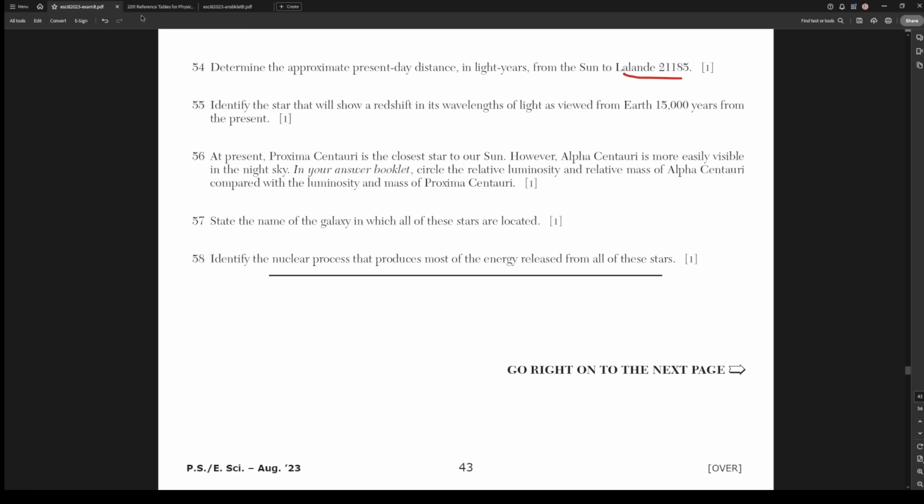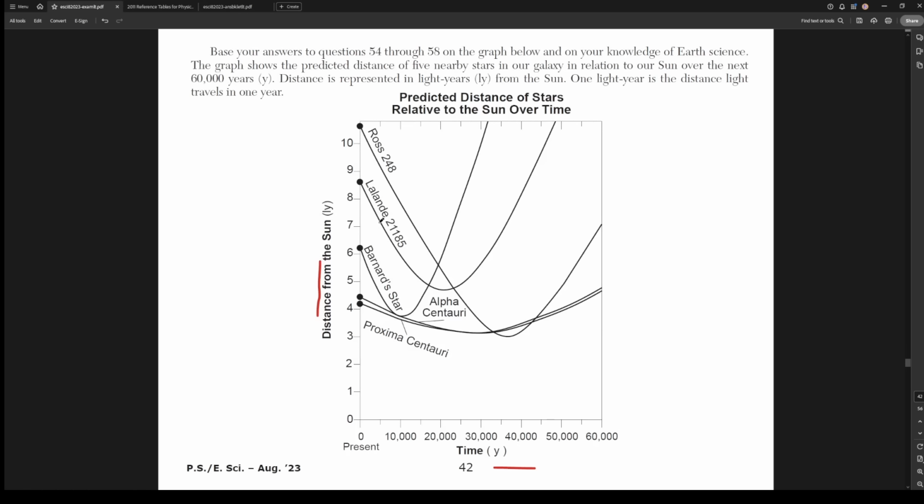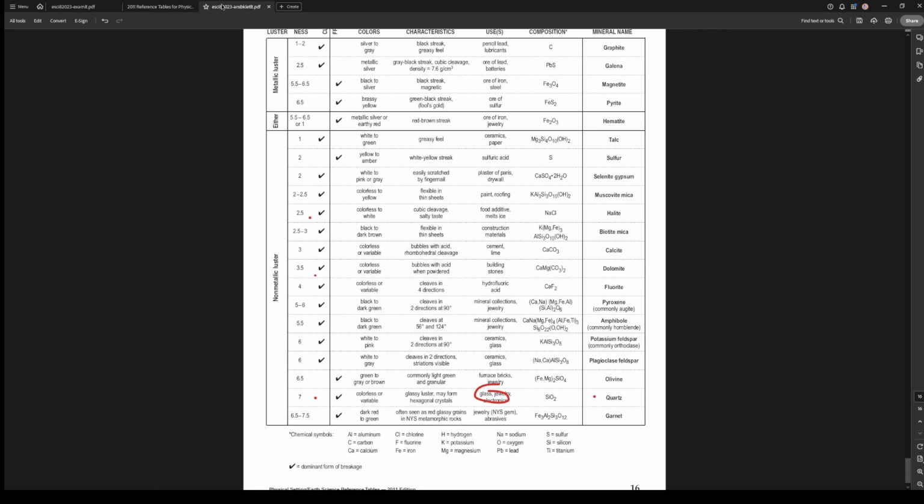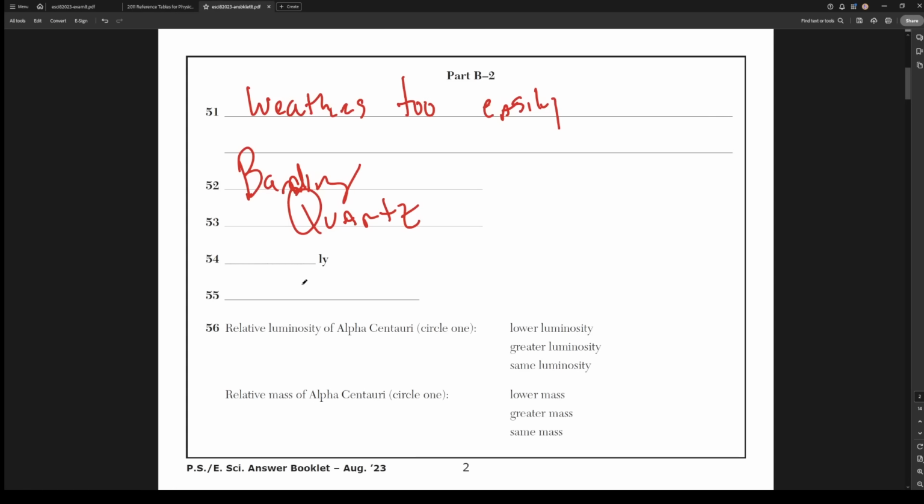Lalande 21185. Okay, Lalande. Let's see, Lalande 21185. Look, present, right here, stay on the line. It's going to be right here. So like 8.6 light years away. That'll be like that. Is that good? Lalande.